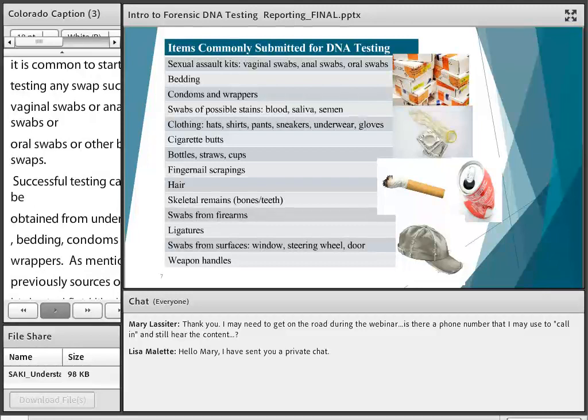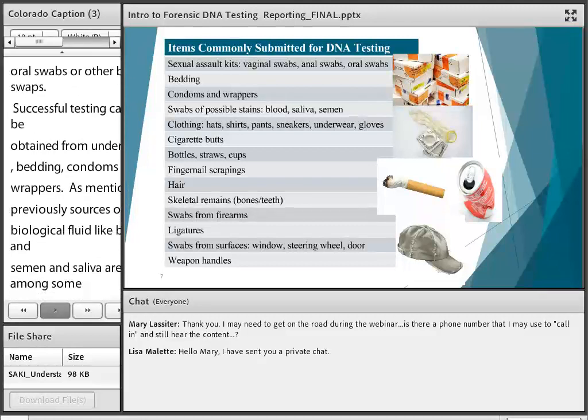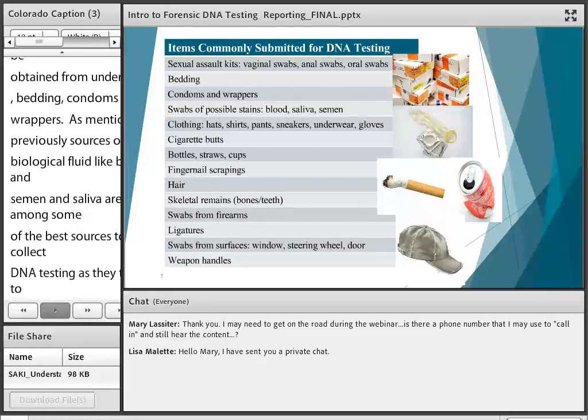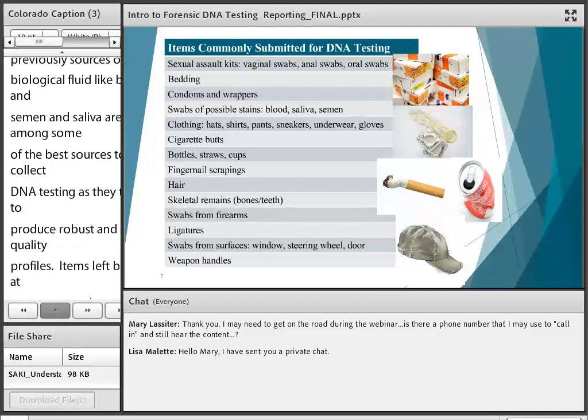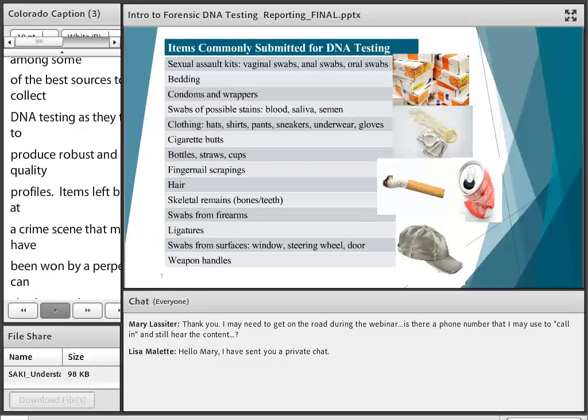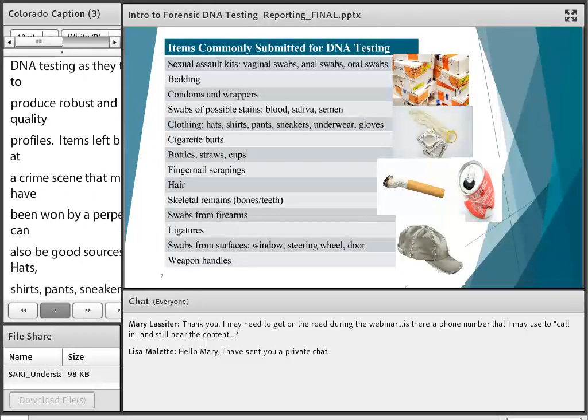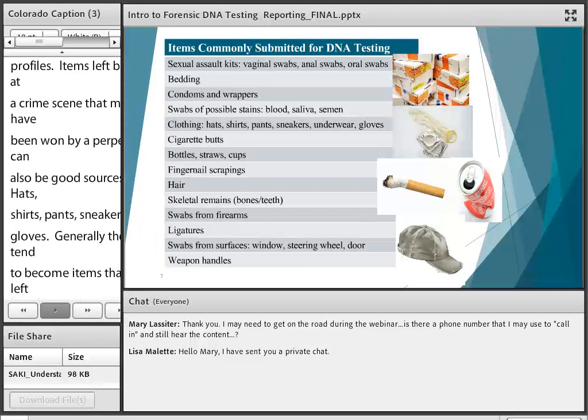Items left behind at a crime scene that may have been worn by a possible perpetrator can also be good sources, such as hats, shirts, pants, sneakers, and gloves. Generally, these tend to be common items that get left behind, so make sure that they're not overlooked. Cigarette butts, bottles, straws, and cups that have been used may also contain saliva, which can be tested for DNA.